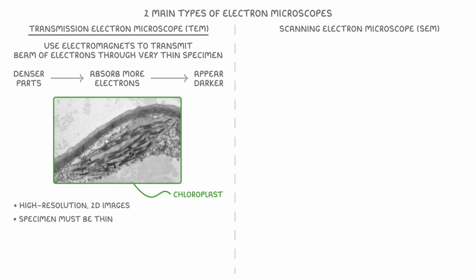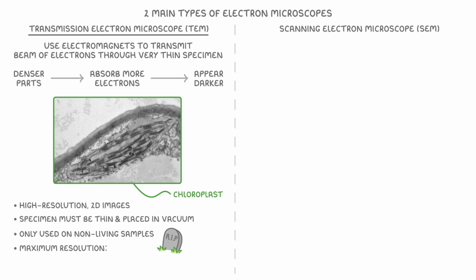However, because the specimen must be thin and placed in a vacuum, TEMs can only be used on non-living samples. The maximum resolution of a TEM is around 0.5 nanometers, and their maximum magnification is around 1,500,000 times. You might come across different values for the resolutions and magnifications of these different microscopes, but the key thing to remember are the comparative values, which we'll recap at the end of this video.